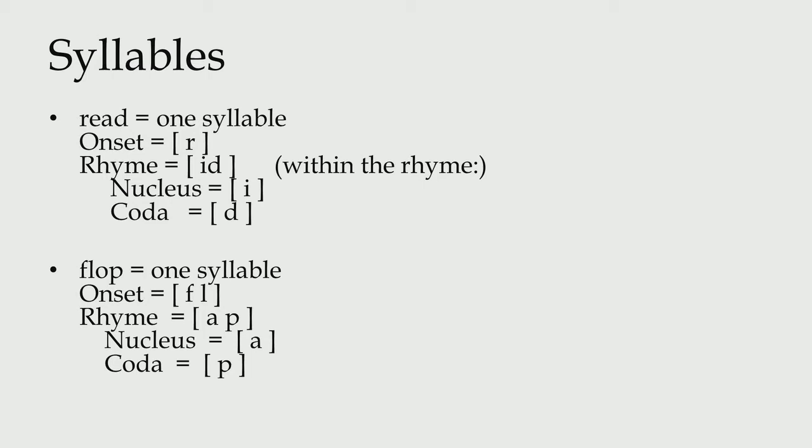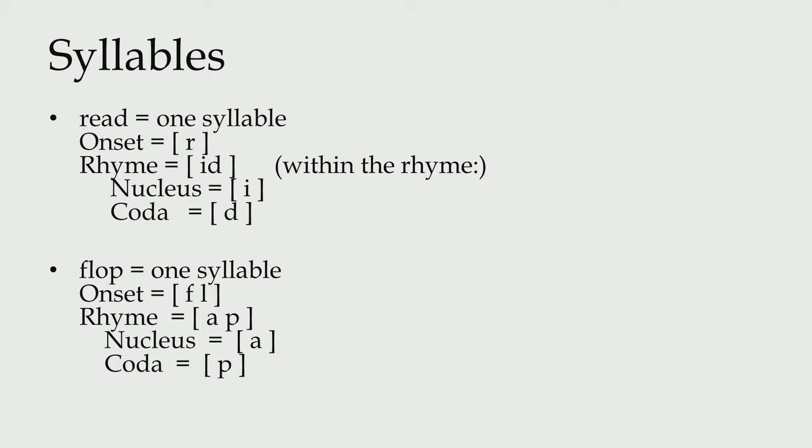So, the word read has onset. On the onset, we have the sound r, and eed is the rhyme of this syllable. And when we try to look at rhyme, we find e as a vowel is the nucleus of this syllable, and the final sound d is the coda.